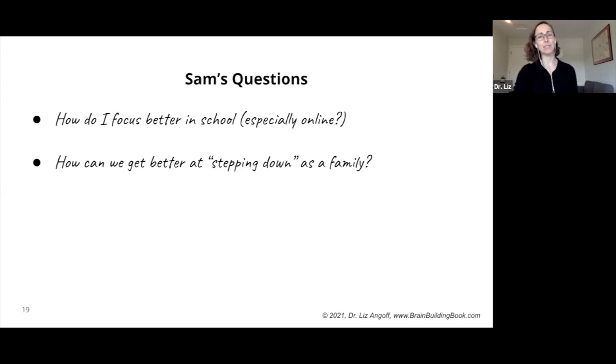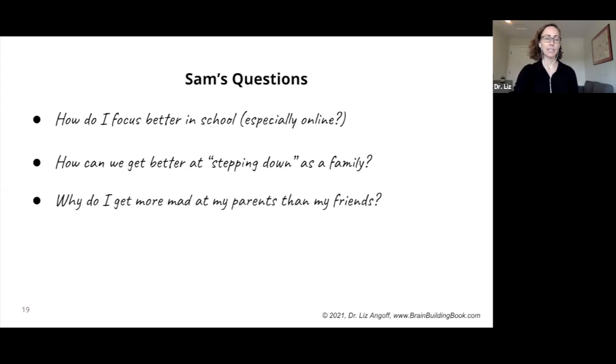And so we came up with this question: how do we all get better? And this was really important. It wasn't just about her, it was about everybody. And then when I was asking about friends, she said that she didn't have any problems with friends. It's like, oh, that seems like a really good question, right? And she said, yeah, I don't know why I get so mad at my parents, but I don't get mad at my friends. So these are great starting points for our feedback session.